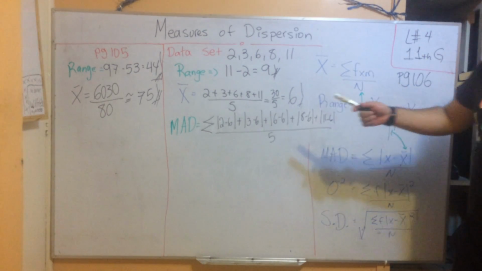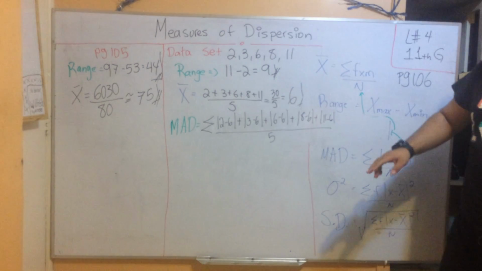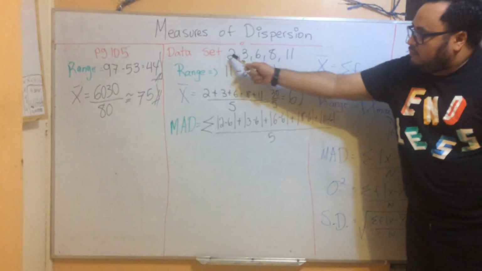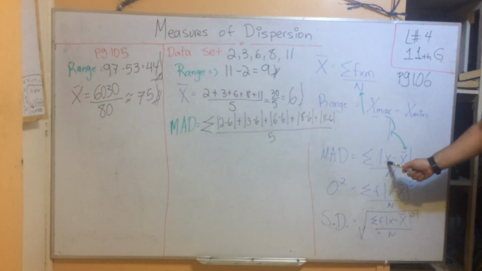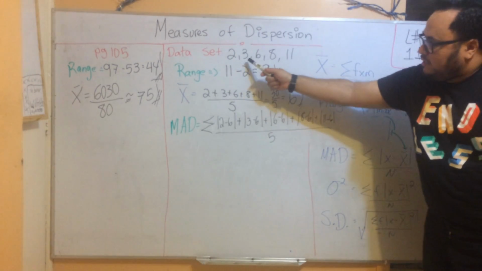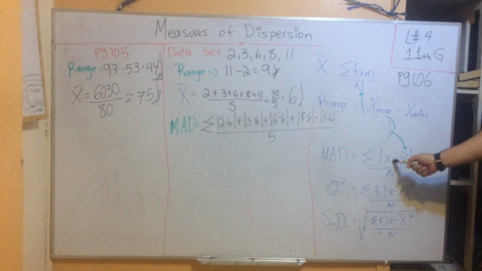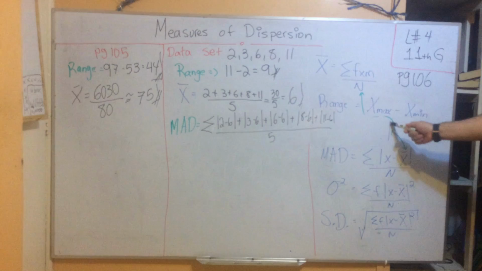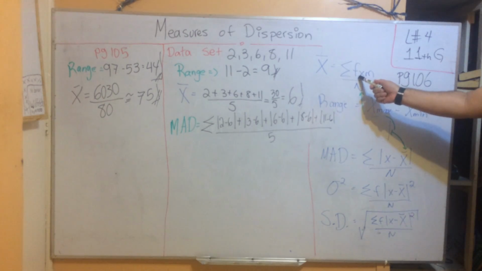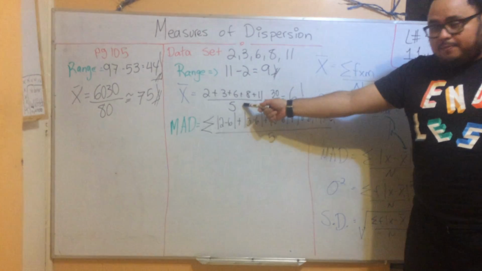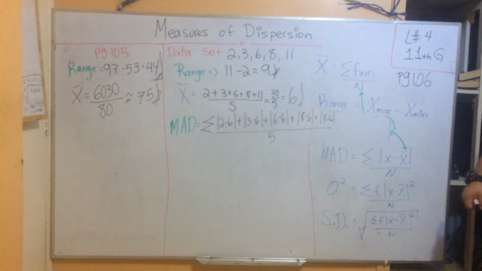So let's review. How do we get this? Remember, the formula is each number of data, which is x: 2 is x, 3 is x, 6 is x, 8 is x, 11 is x, and we subtract it by the mean. Where do we get the mean? Here, and the mean we already have. It's the sum of all of the information divided by the quantity of numbers.